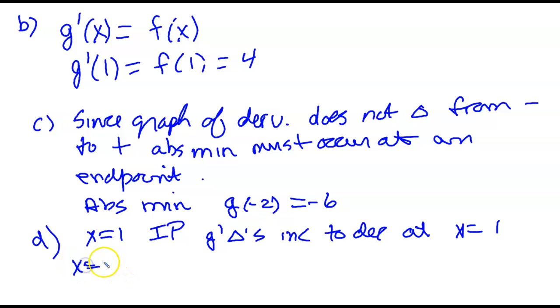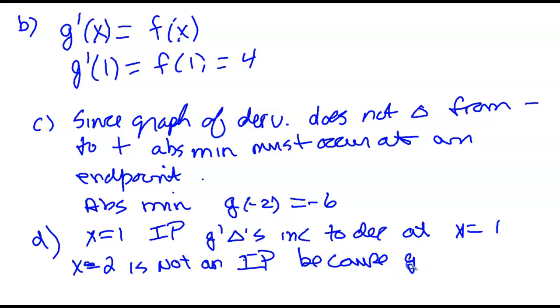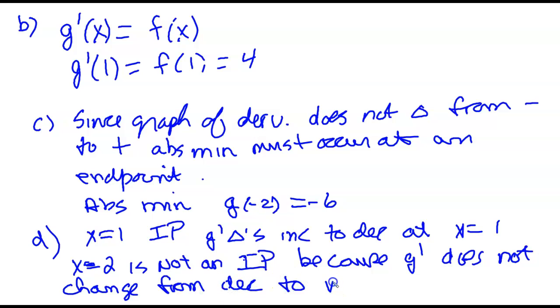You could state that x equals 2 is not an inflection point because g prime does not change from decreasing to increasing. But it only asks you to identify the inflection point. So the only inflection point is going to be at x equals 1.